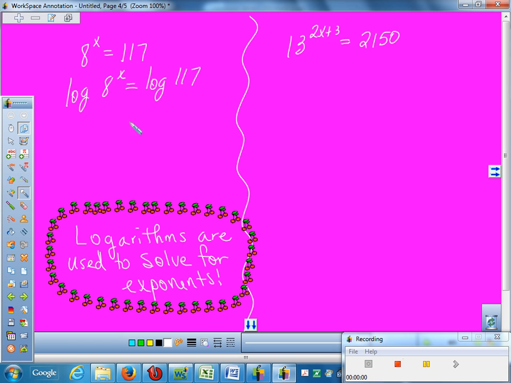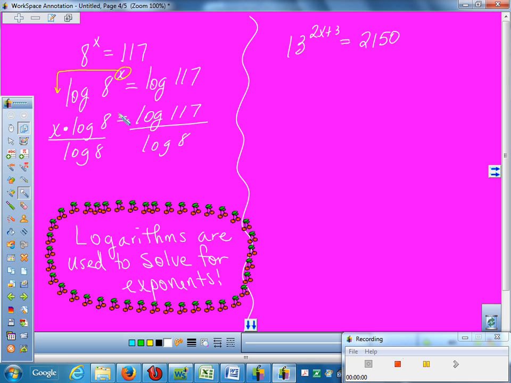Once I have those logarithms there, then I am allowed to take the exponent, which in this case is just x, and move it down front. In which case that will give me x times the log of 8 equals the log of 117. That's what we call logging and plugging, if you've talked to some of my previous students. We added logs to both sides, and then we plugged or moved the x down front. Now realize this is x times the log of 8, so if I want to get x by itself, I simply need to divide by the log of 8.